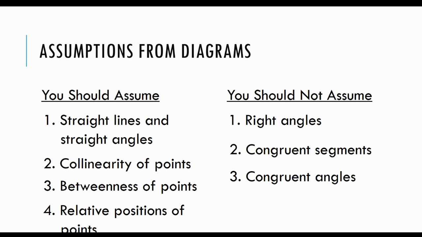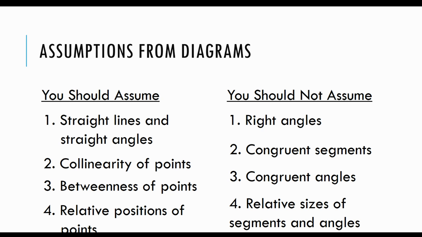Along the lines of having right angles, I can't assume that this angle and this angle are both 50 degrees. Unless I'm told that, I cannot assume that. Unless I have markings inside the angles that are the same, or I'm specifically told this angle is congruent to this, I cannot assume it.